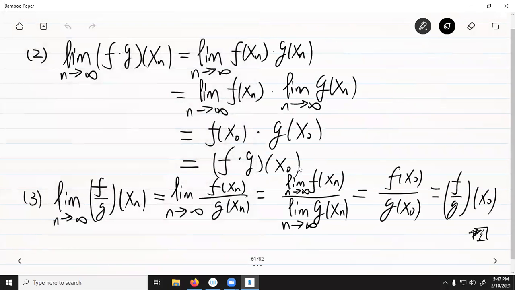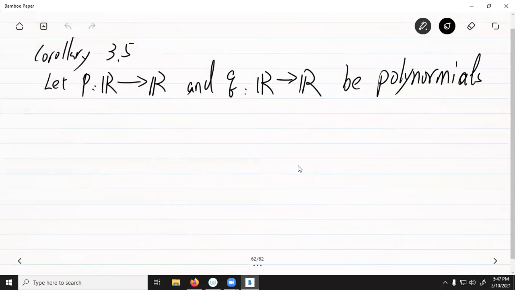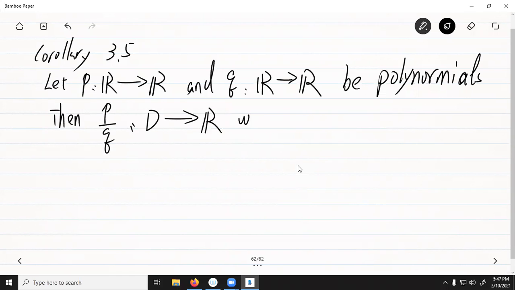Then we know that from the last result, f over g is continuous. So then p over q, which is a function from the domain D to R. Where D is equal to all the x values such that q of x is not equal to 0, right? We need to guarantee that the denominator cannot be 0.